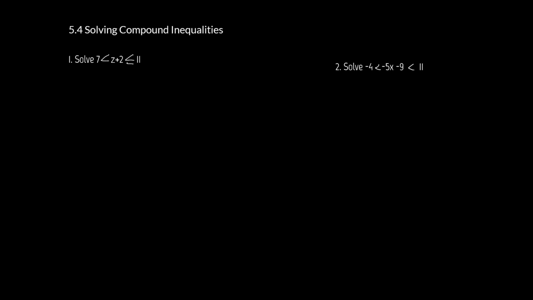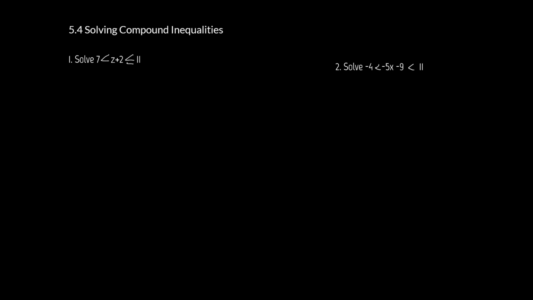Hi, in 5.4, we're solving compound inequalities. Compound inequalities are just two inequalities in one, basically. So what I'm going to do is you want the middle of the inequality to just have a variable by itself. So in a normal inequality, we would get the variable by itself. You're going to do the same thing in this one. And what you do to one side, you do to all sides.